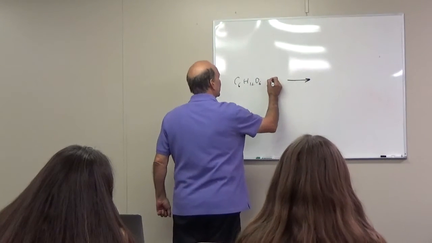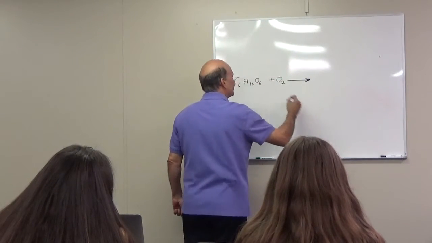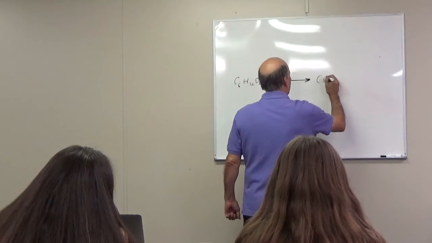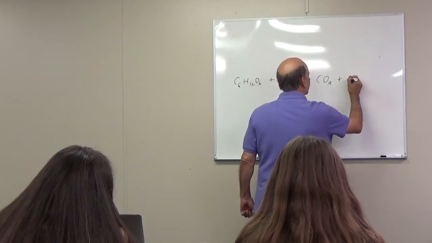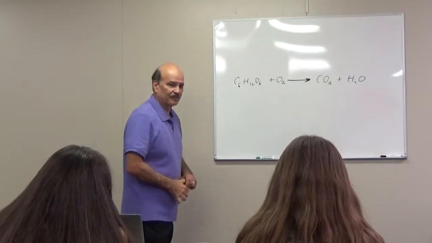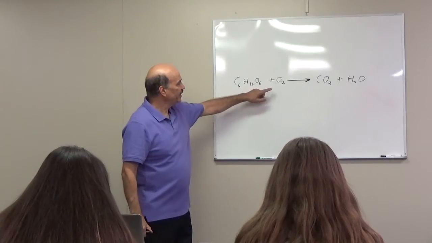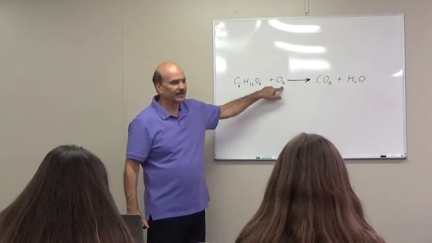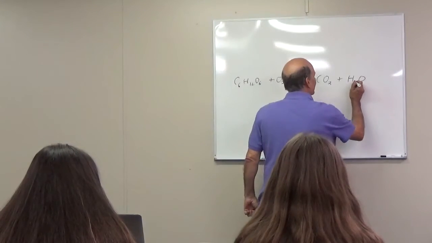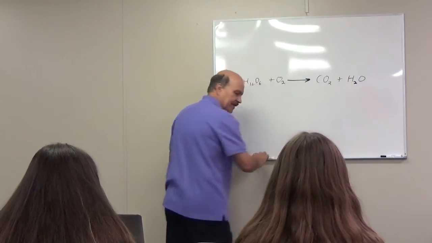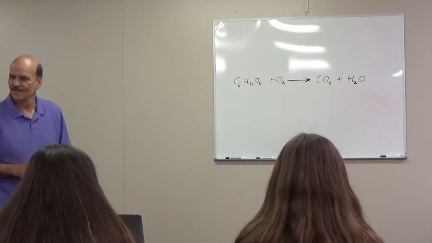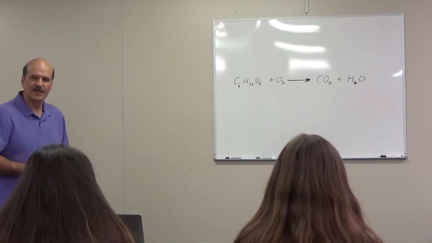C6H12O6, that's glucose, plus oxygen, when it combusts, is going to form carbon dioxide plus water. You will study in your books eventually different kinds of chemical reactions. Combustion always has some carbohydrate and oxygen on the left side, and it always forms carbon dioxide and water, always. Now, this is not balanced. How can we tell it's not balanced? There's only 3 oxygen atoms in it.